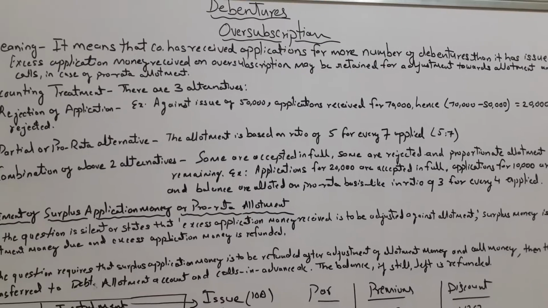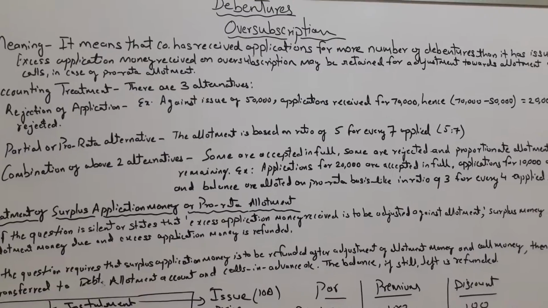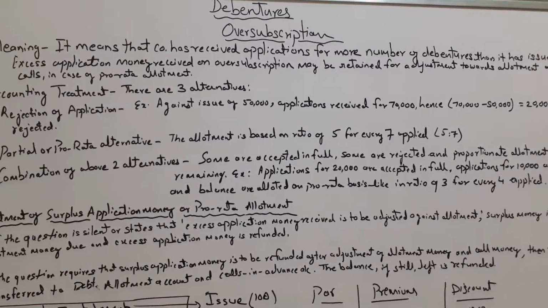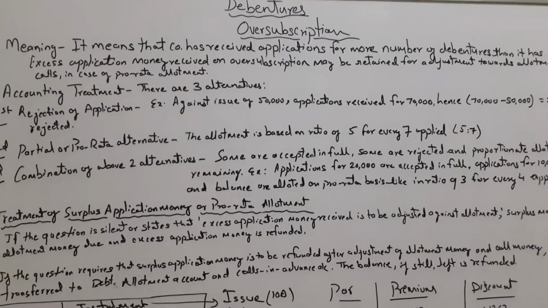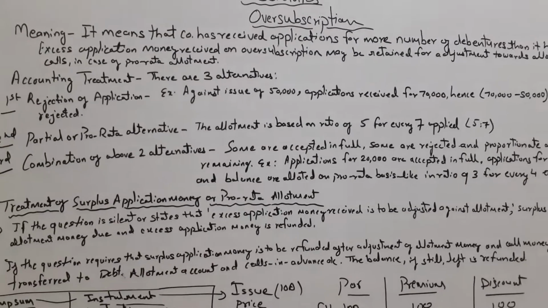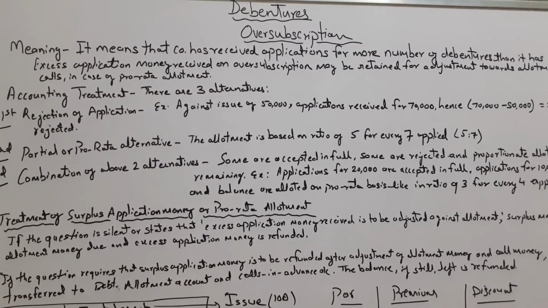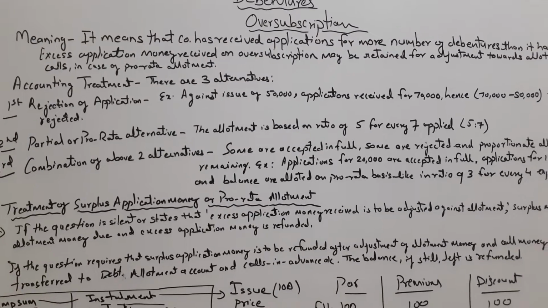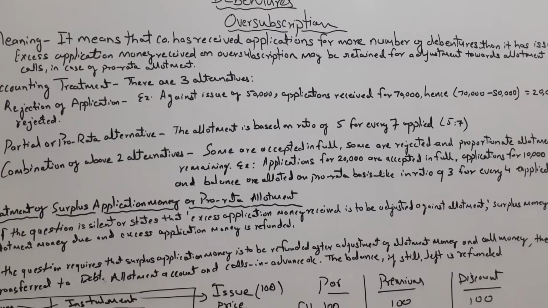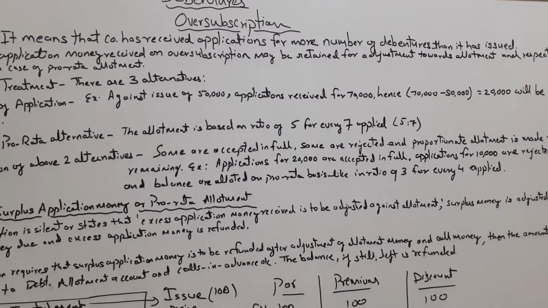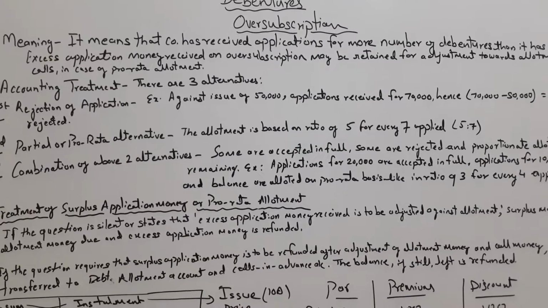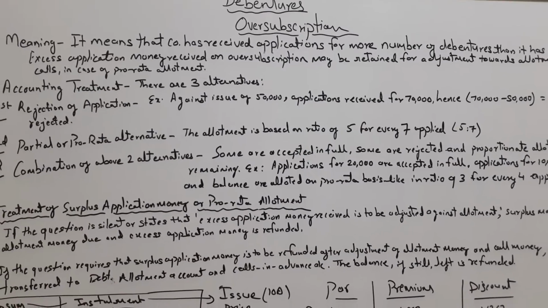Say the company might have issued only 20,000, but the company has received applications for 50,000. So this is the case of oversubscription, where the company called only 20,000 but received applications for 50,000. Now excess application money received on oversubscription may be retained for adjustment towards allotment and respective calls in case of pro rata allotment. We will see to it later.